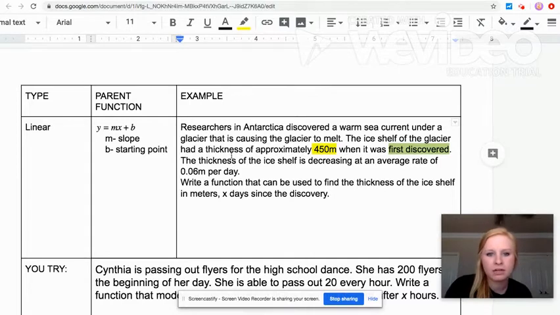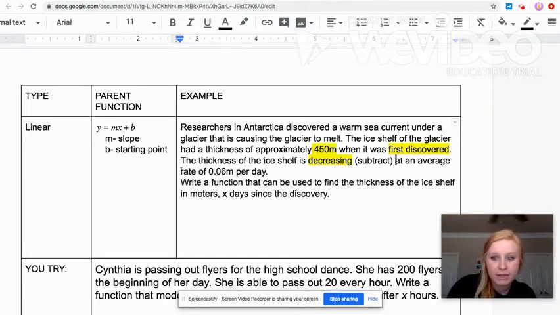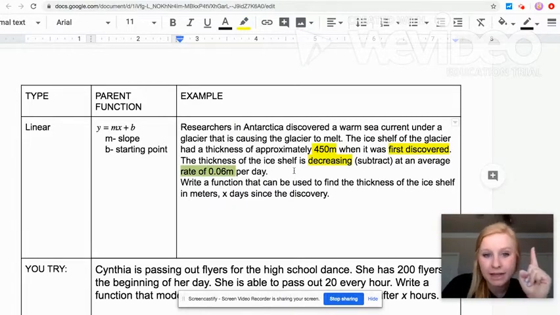The other thing that I noticed is it says the thickness of the ice shelf is decreasing. So I'm going to highlight that as well. And I know that decreasing actually means subtract. I'm even going to write that in. At an average rate, rate of change, slope, of 0.06 meters per day. Okay, so I'm going to highlight that as well. So the very first thing we're going to ask that you do is highlight anything and everything you think might be important for this problem.